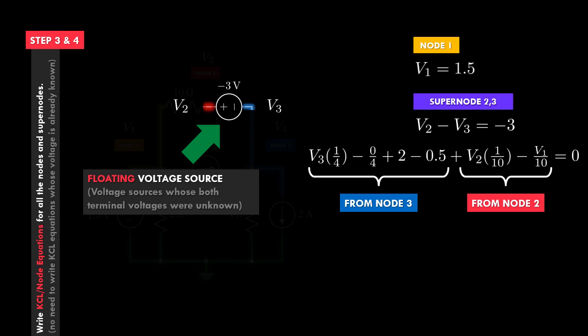And no, the value negative 3 has really nothing to do with it. If the value was, say, 5 volts, it would still require a supernode. It's the position of the voltage source that is causing the problem.